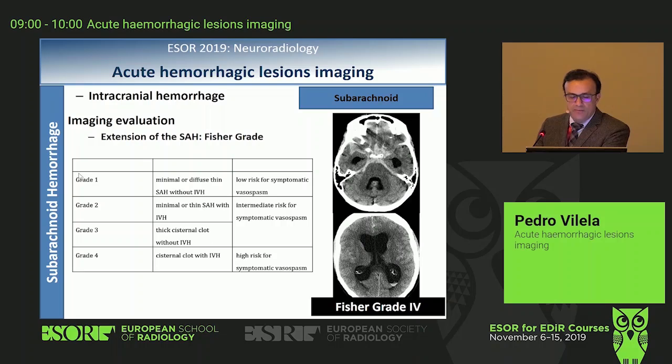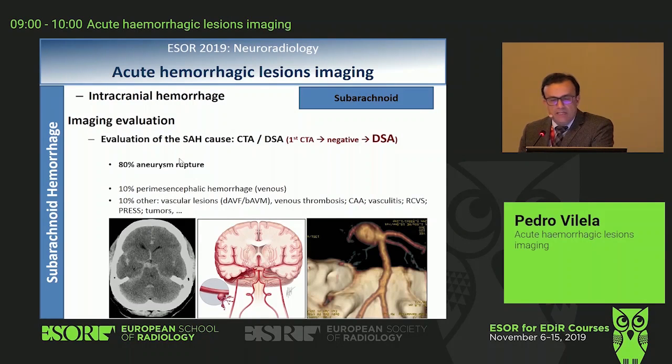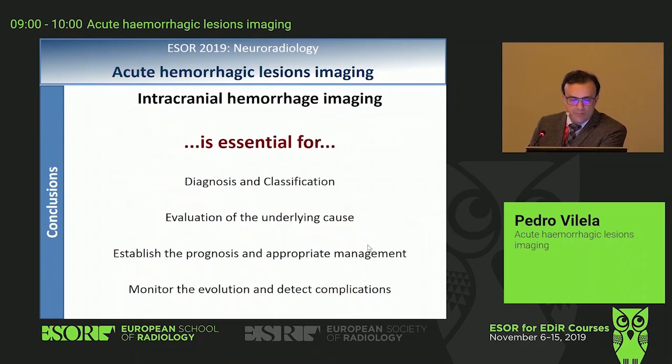You have to evaluate it by the Fisher grade, so everybody can communicate. We are going to skip this, but you have the table, and you can actually report on this. If you have a spontaneous subarachnoid hemorrhage, you are going to look for the cause of the hemorrhage, and most of it is an aneurysm. So the patient is already on the table of the CT. You do the CTA, and you depict the aneurysm that needs to be treated as soon as possible.